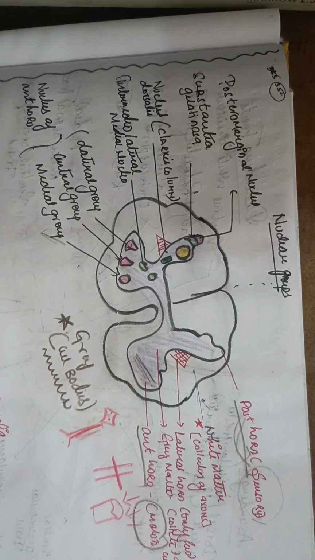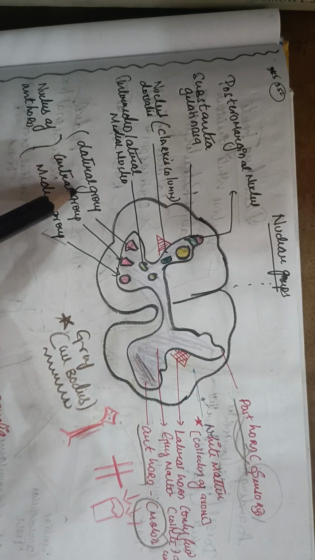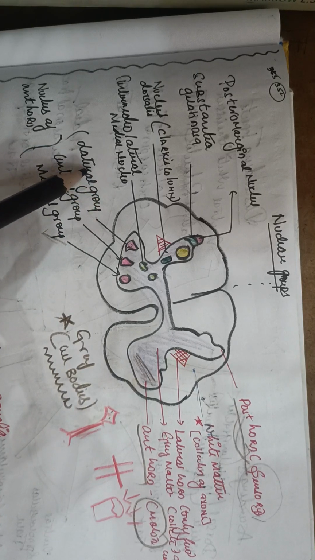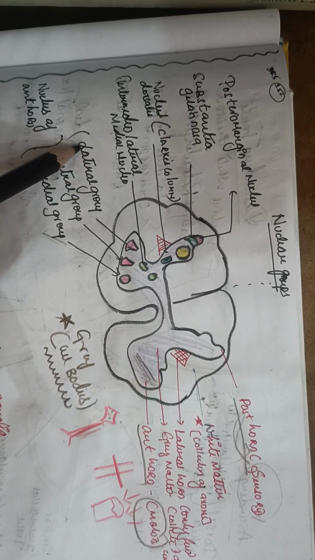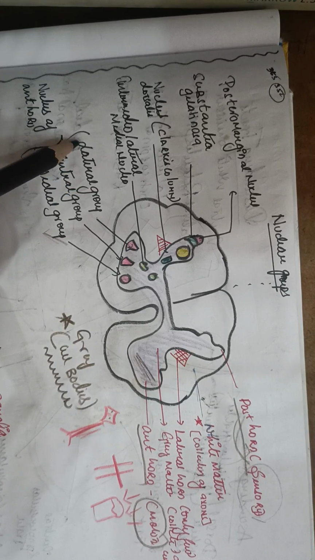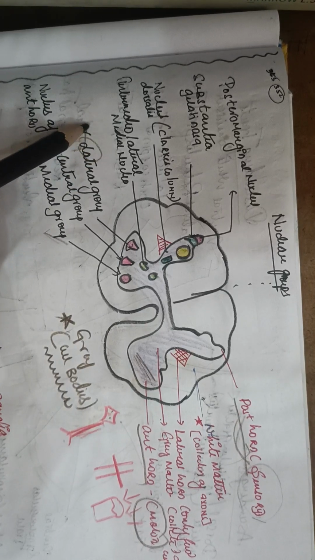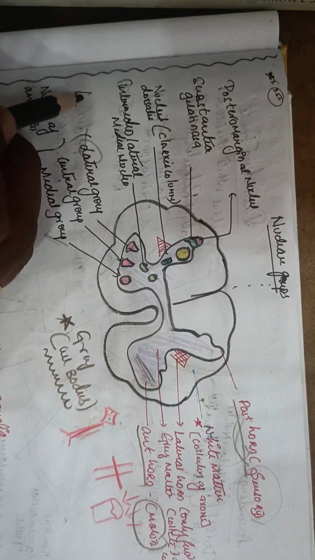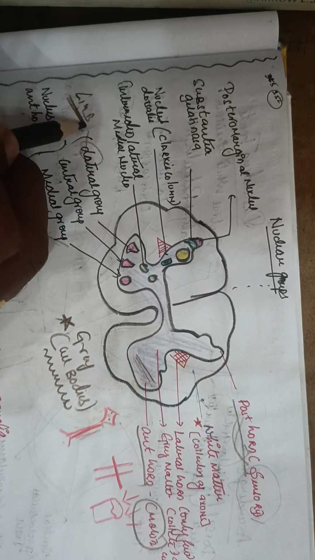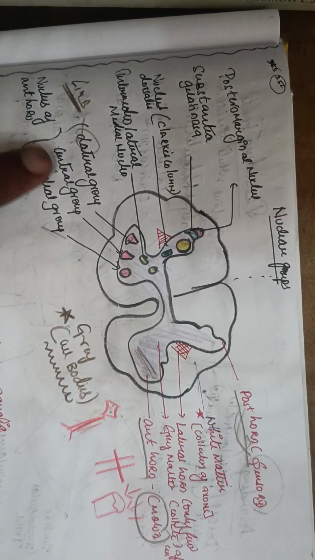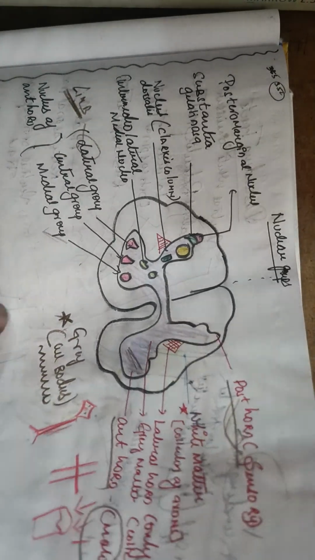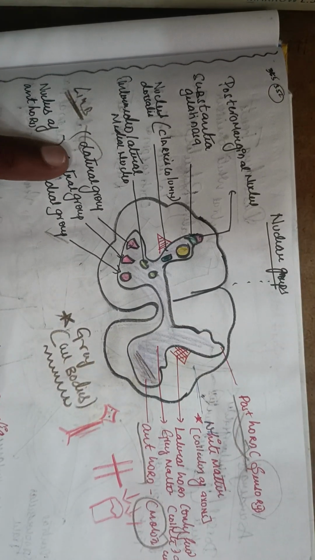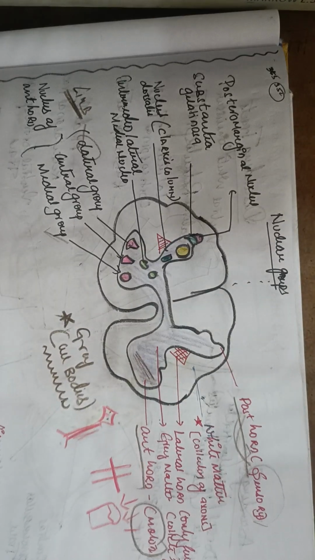The one thing you need to understand: the lateral group of nucleus, or the lateral nucleus, what does it do? It innervates. L for limb, L for limb. So the ones present in this nucleus innervate the limb muscles.